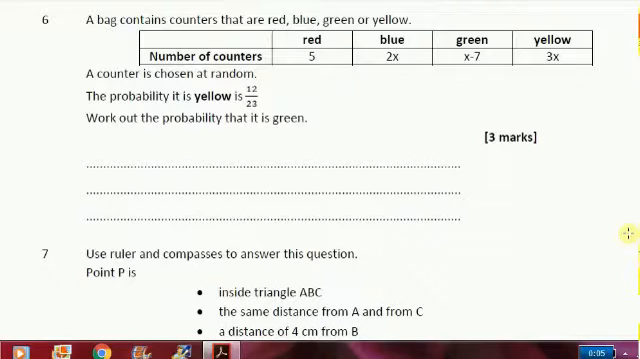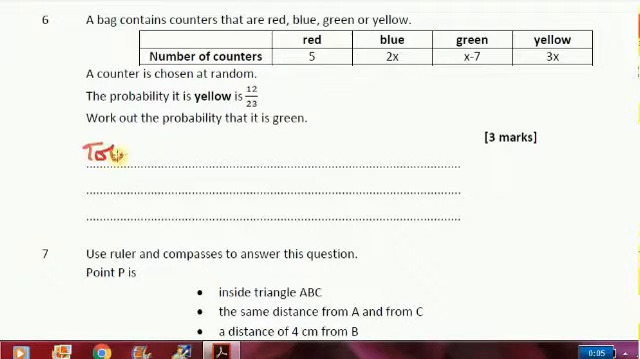Question 6. A bag contains counters that are red, blue, green or yellow. They give us the numbers. The probability it's yellow is 12 over 23. Work out the probability that it is green. So to work out a probability, you have to work out the number of counters that are yellow divided by the total number of counters.